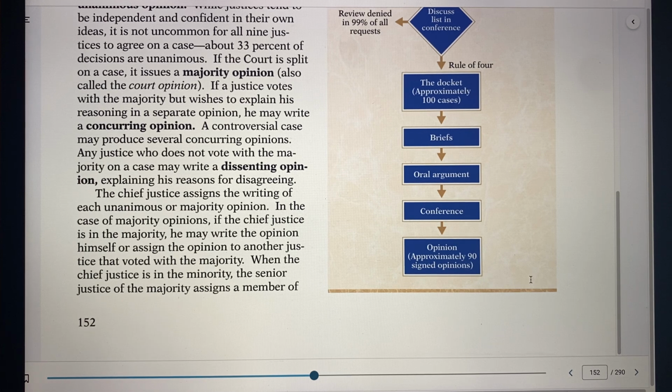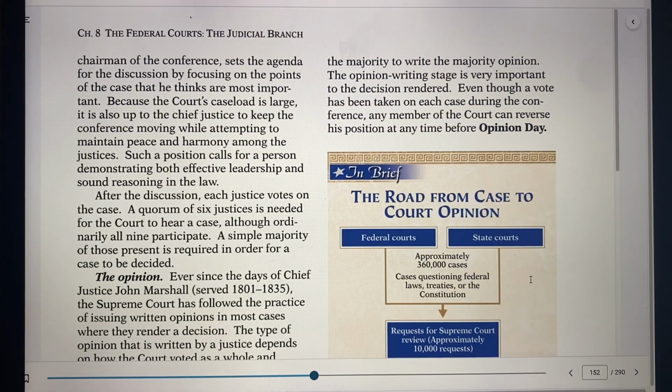Opinion writing is very important to the decision rendered. In the case of majority opinions, if the Chief Justice is in the majority, he may write the opinion himself, or he may assign the opinion to another justice that voted with the majority. When the Chief Justice is not in the majority, the senior justice of the majority assigns a member of the majority to write the majority opinion. The opinions are just very important. The opinion writing stage is so important to the decision rendered because everyone's looking at why they are voting on the case in this way. They want to know the opinions of the judges.